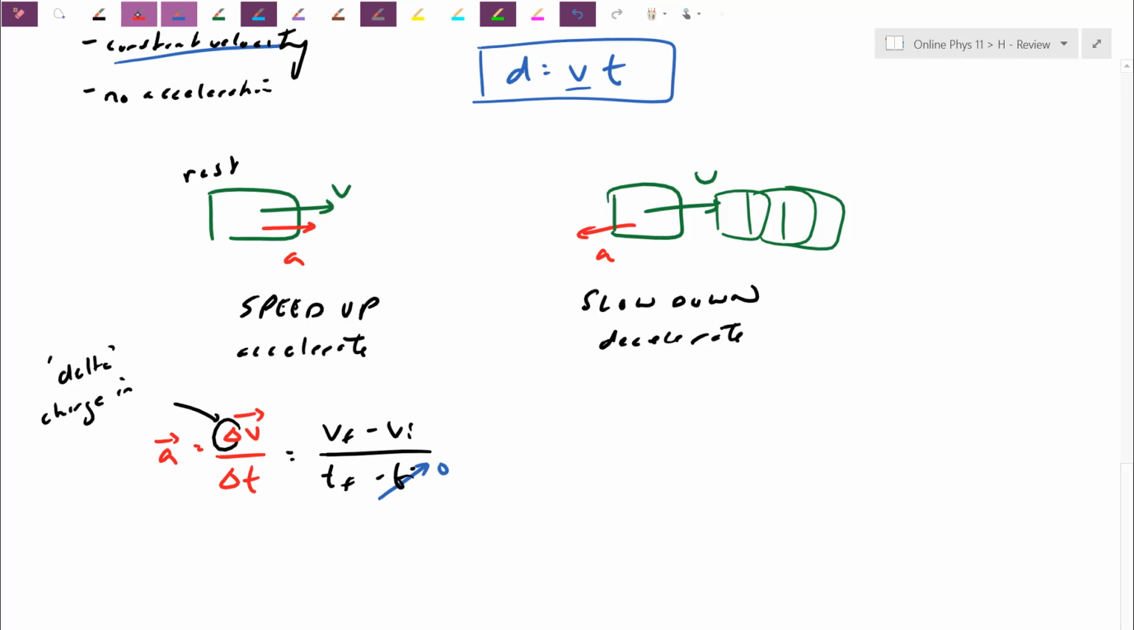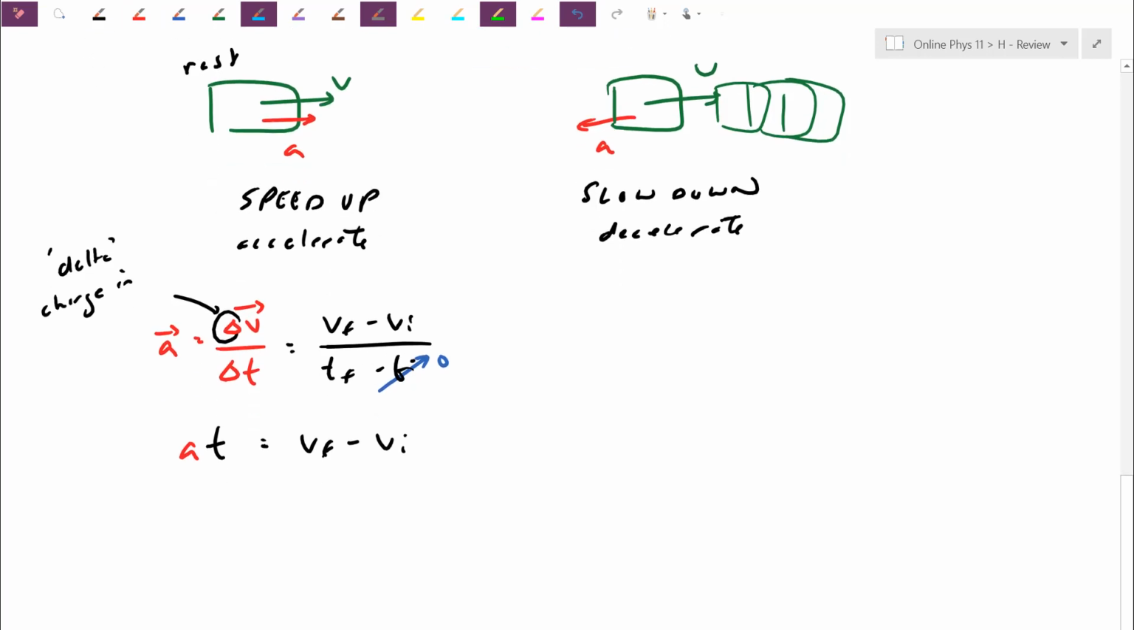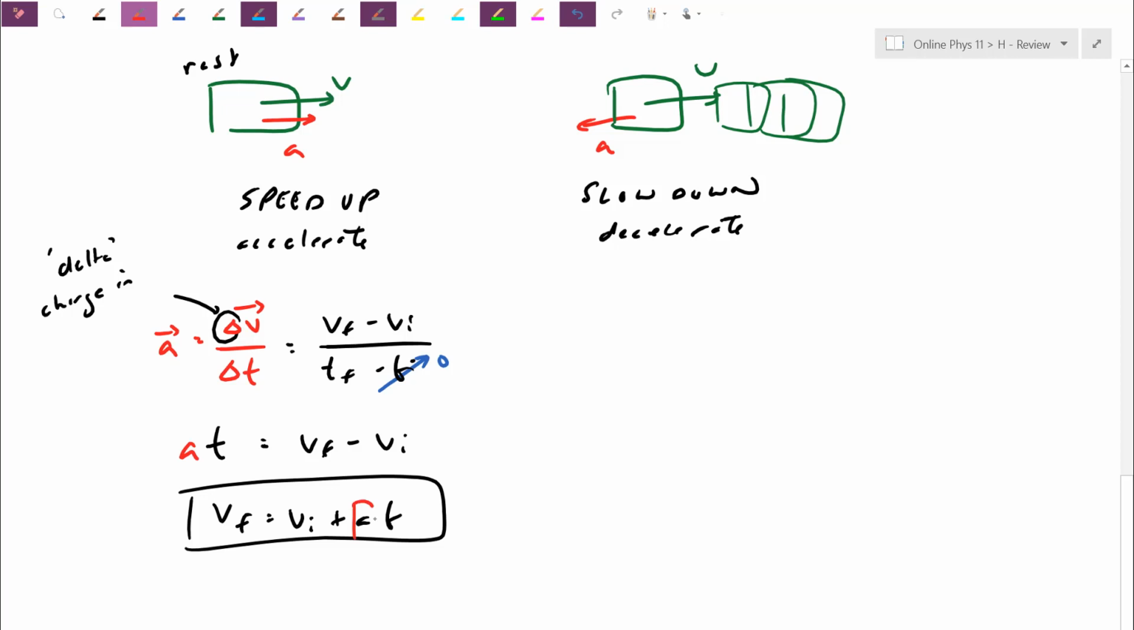So I'm just going to leave that there as 0. I can bring the t term up. So a times t is equal to vf minus vi. And what I'm going to do is just rearrange it here. I'm going to bring the vi over, so it's going to be vi plus at. So vf is equal to vi plus at. Right, so that's basically from the definition of acceleration, just slightly rearranged. This is our second kinematic formula, which actually introduces that acceleration term as well.